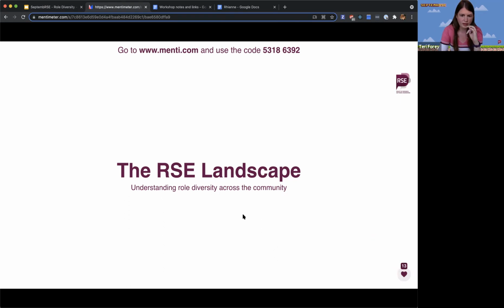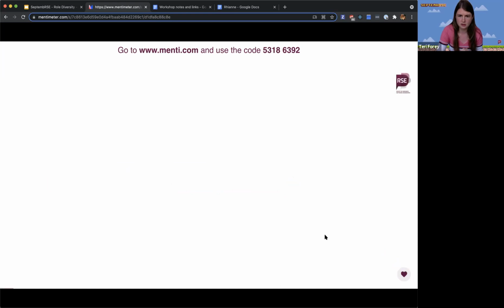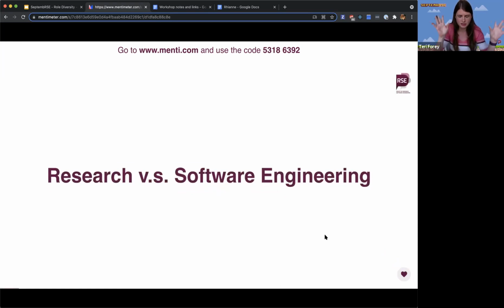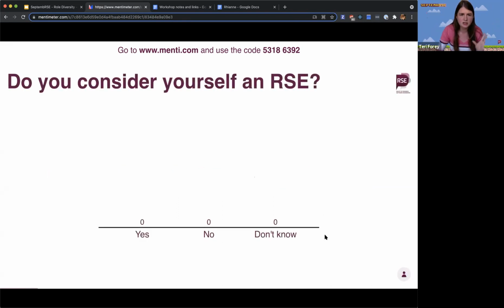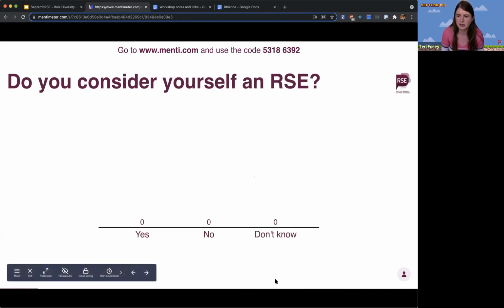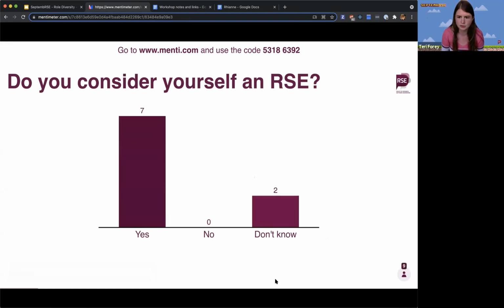Okay, so we are going to start by talking about that research versus software engineering idea. So first question, do you consider yourself to be an RSE? Yes, no, don't know.